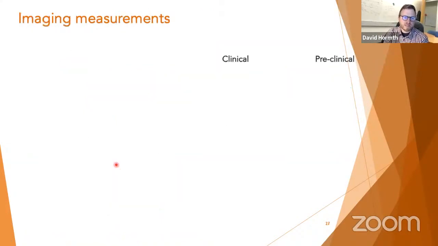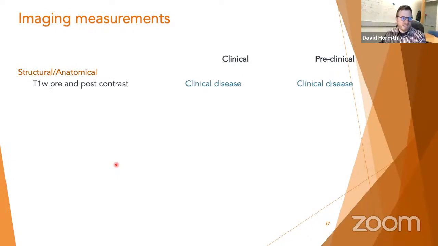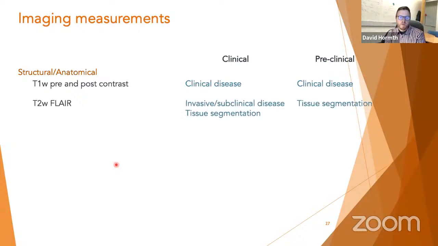So for both of these clinical and preclinical studies, we have very similar imaging types. We have structural and anatomical images. So these are the T1 weighted pre and post contrast images. This simply tells us the extent of that clinical disease. We also have T2 weighted FLAIR, which tells us something about the invasive or subclinical disease. We also use both of these imaging techniques to provide segmentation of the simulation domain and different tissues within there, like white matter, gray matter, cerebral spinal fluid.